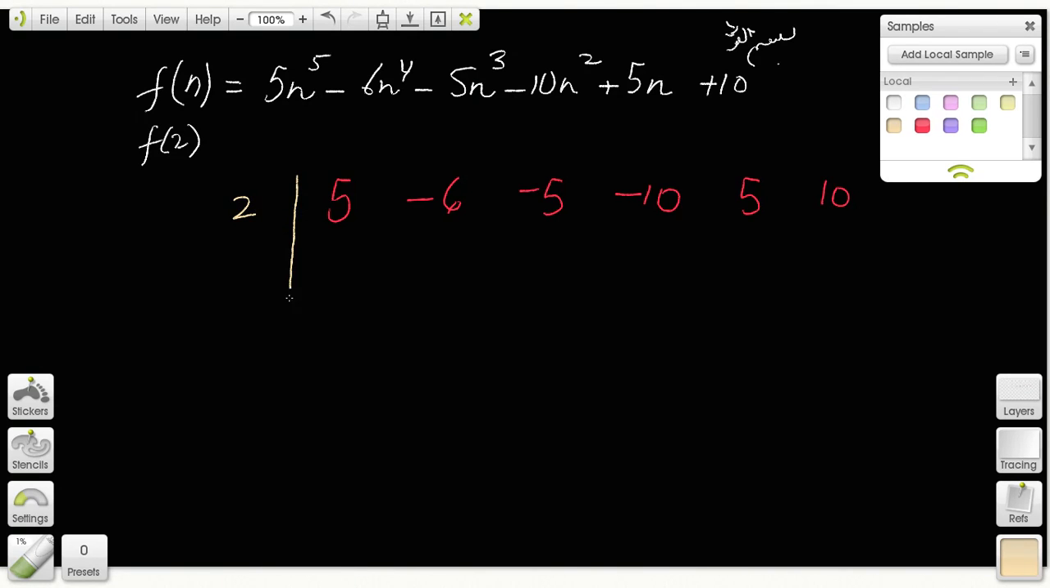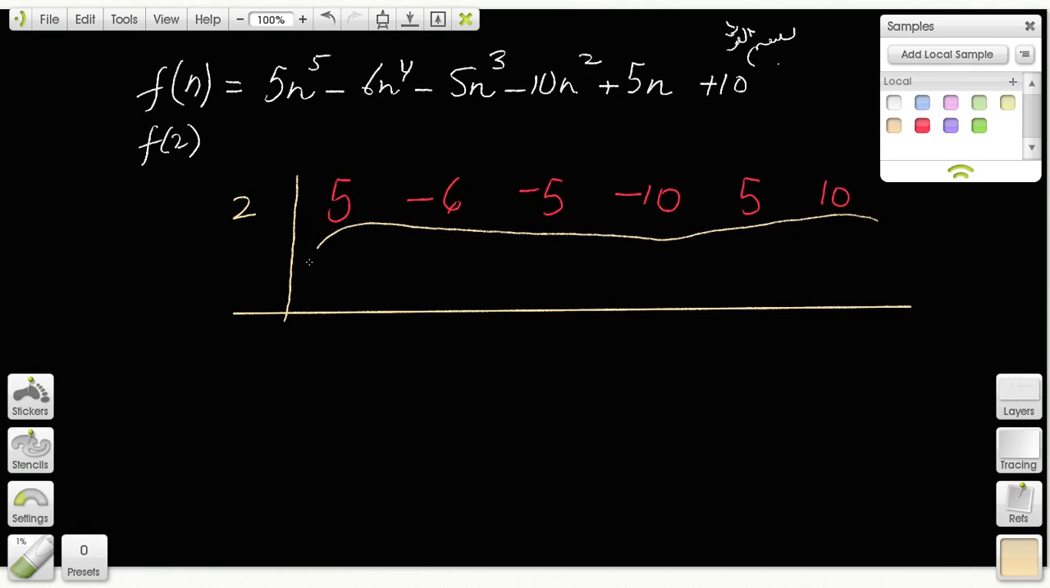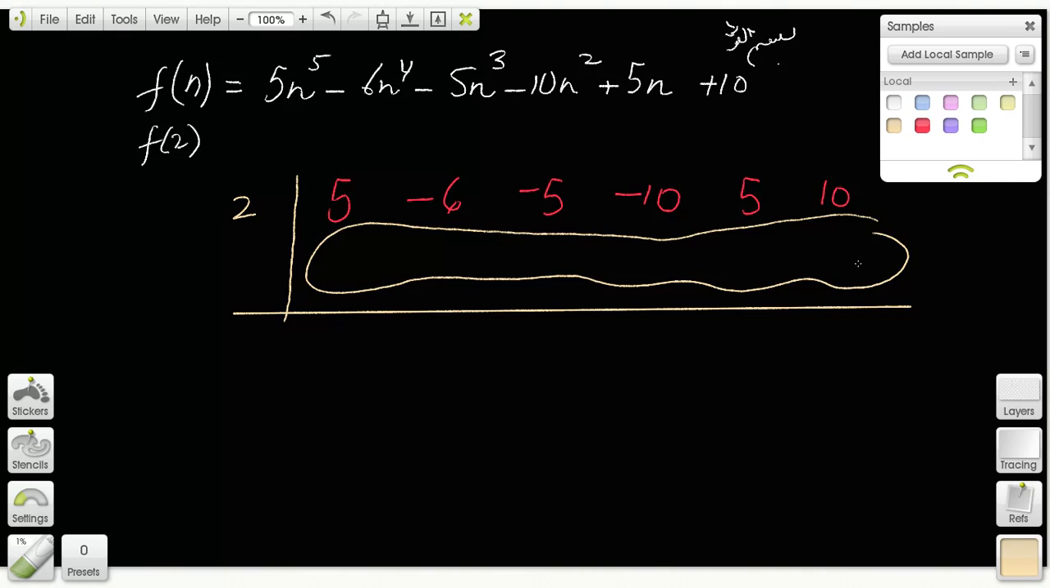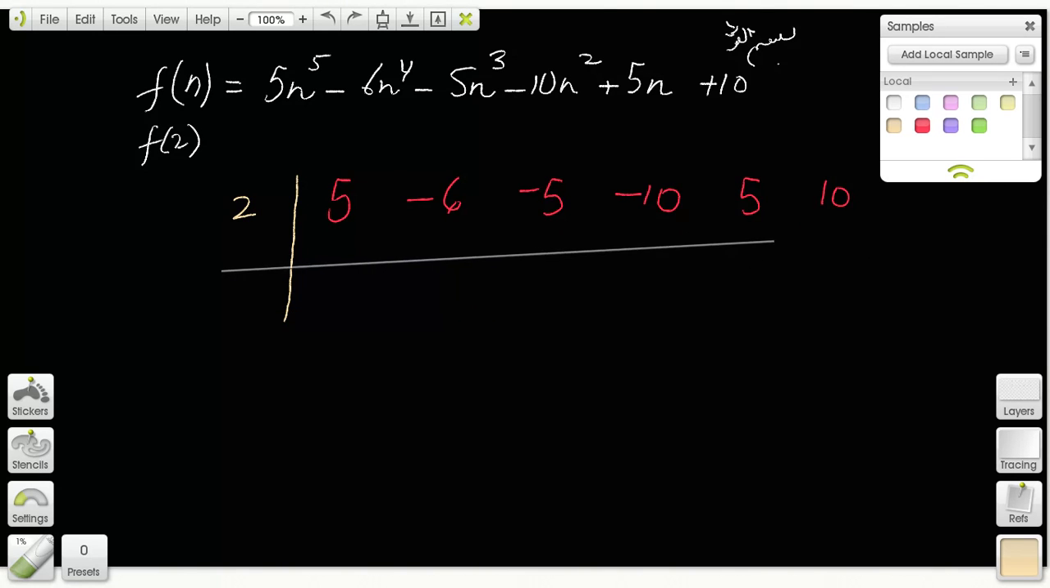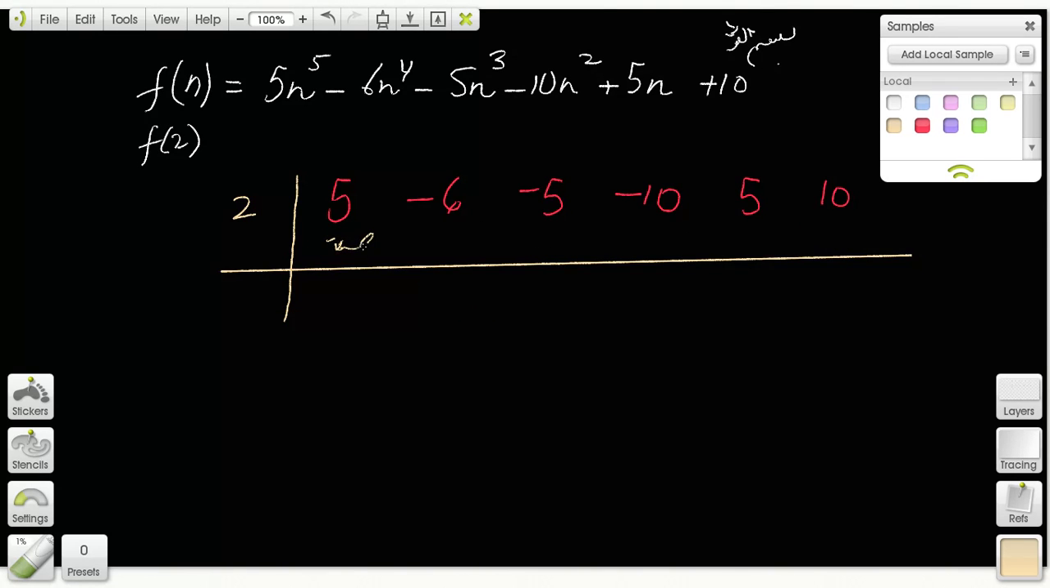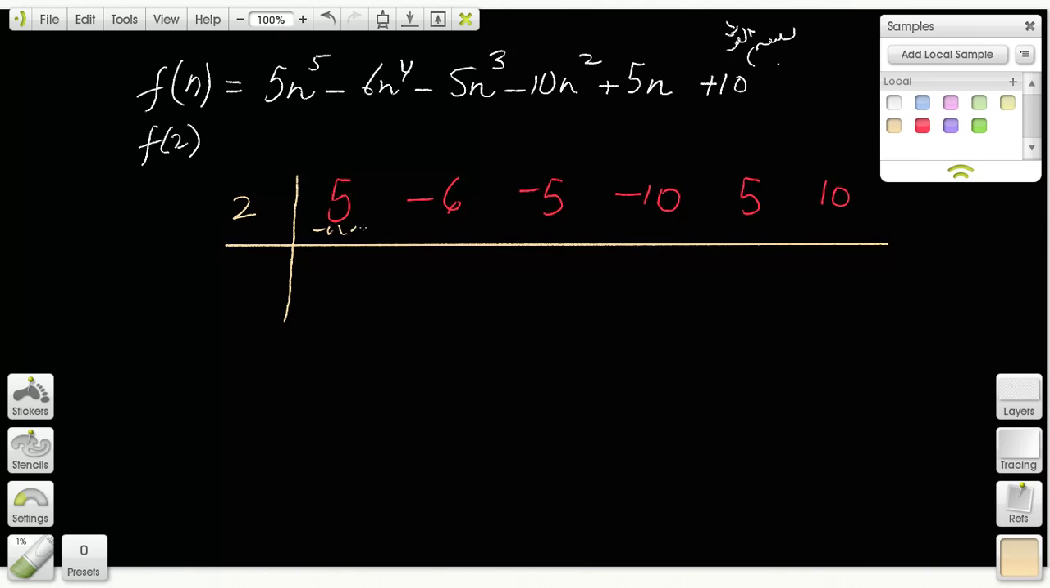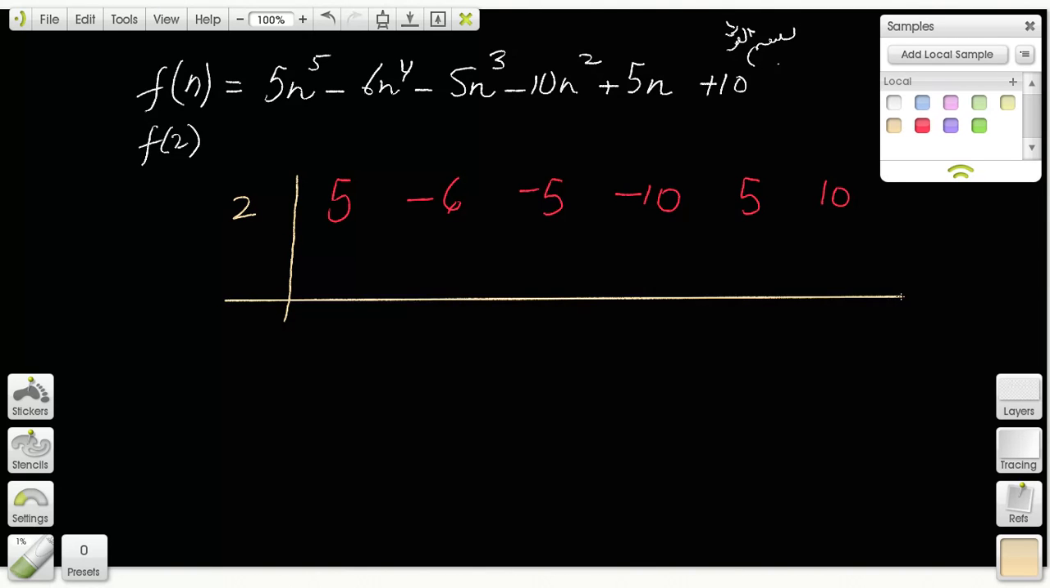I'm substituting 2. Now, notice when I do this, you give yourself some room over here to work, right? Don't make it small and put tiny numbers over here, and make mistakes. So just give yourself plenty of room to work there, right?